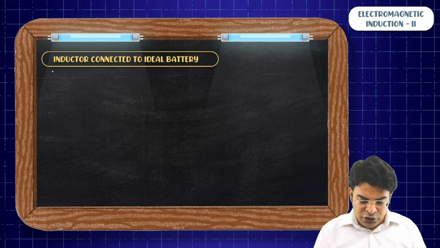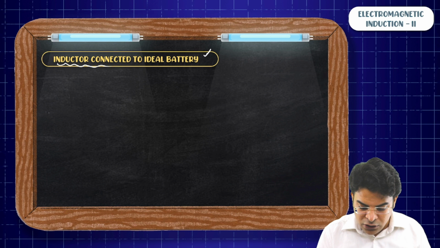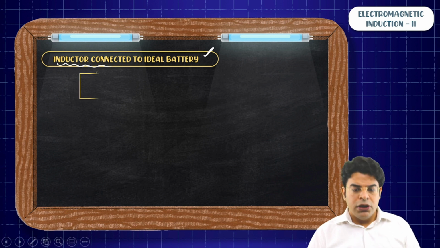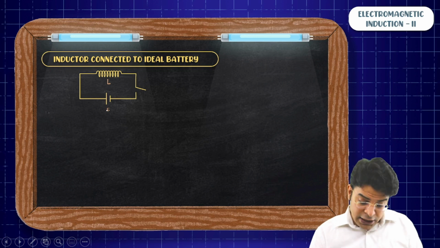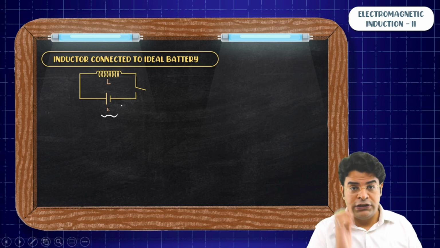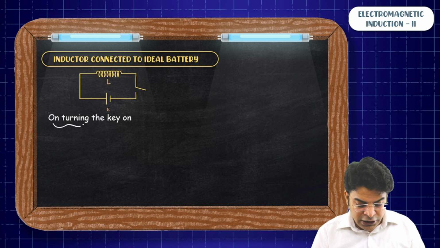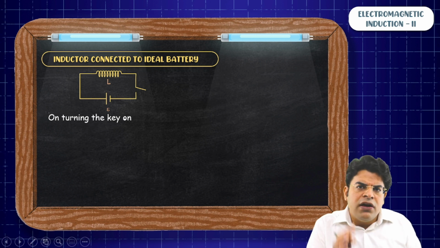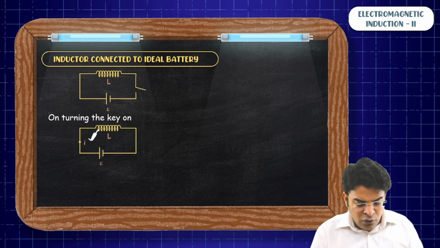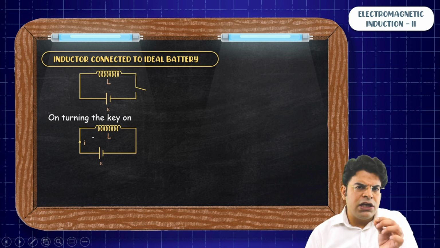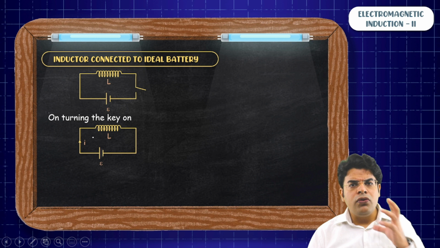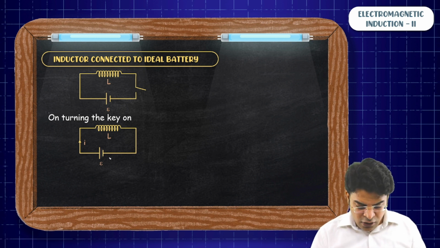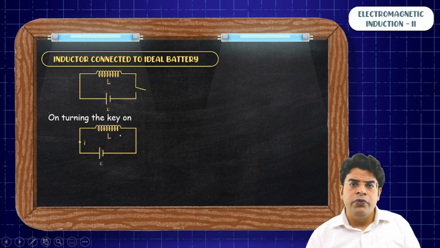So now we will talk about an inductor connected to an ideal battery. Let's say you have a pure inductor which has no resistance and an ideal battery which has no resistance. And let's say you turn the key on. We know that on turning the key on, some current will flow in the circuit. Our mission is to determine the current at any time t. So how do we write the equation of KVL for this particular loop?